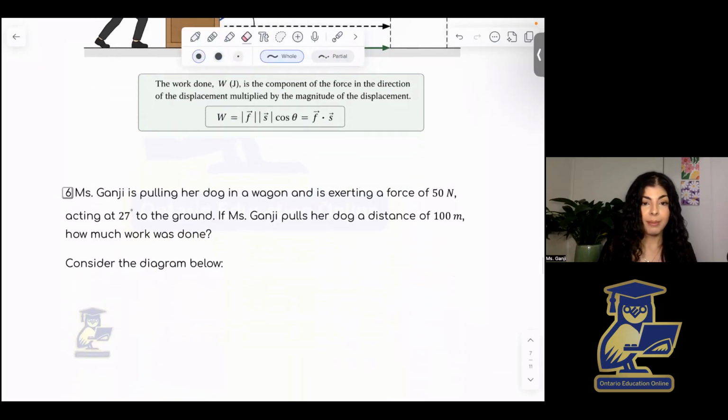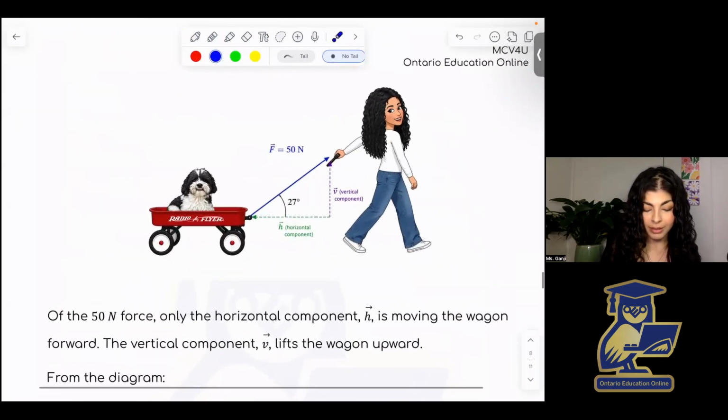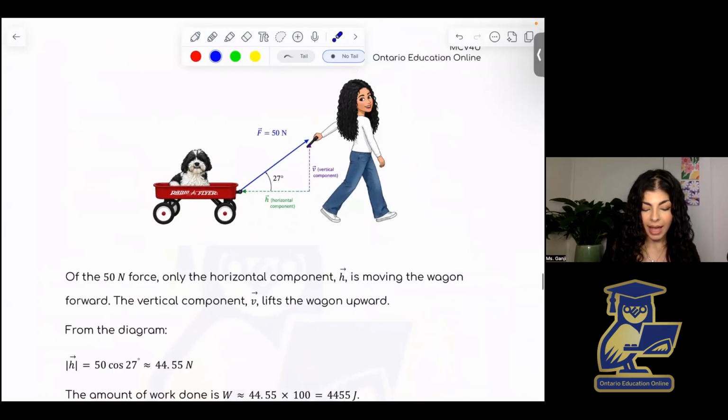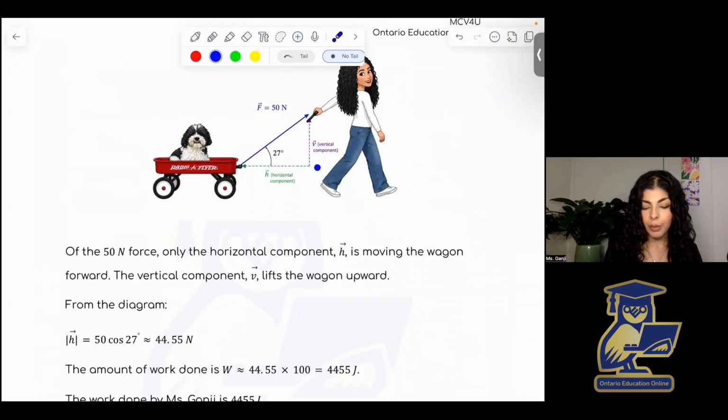So here I've given you an example. Miss Genji is pulling her dog in a wagon and is exerting a force of 50 newtons, acting at 27 degrees to the ground. If Miss Genji pulls her dog a distance of 100 meters, how much work was done? So consider this diagram below. And guys, this is actually what my dog looks like. So I'm pulling her in a wagon and I have a force of 50 newtons. And so my horizontal component is pulling this wagon to the right, and the vertical component is moving it upward. But together, that combined force is just moving this wagon forward.